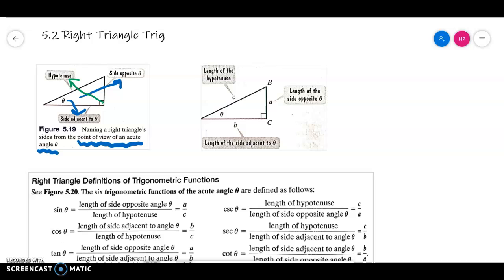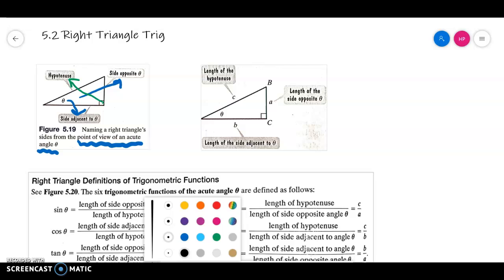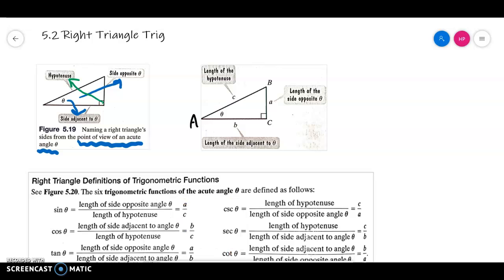Now, the next picture I just included because this is talking about the labeling for each of them. So if this is angle A, across from A is my little a. So opposite A, and we can call it angle A or we can call it theta, would be little a. Across from B is little b. So again, the hypotenuse always being across from the right angle will be little c.